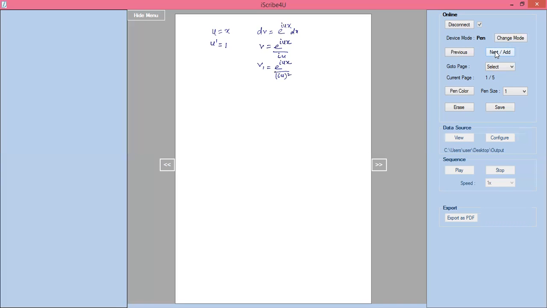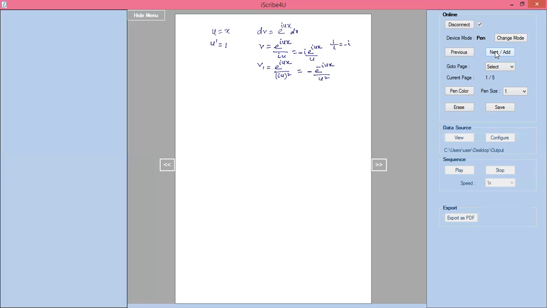This only I will write: 1 by i, what is that 1 by i value? It should be minus i. So I will write minus i into e power iux divided by u. And this one should be minus e power iux divided by u square. This is v1.